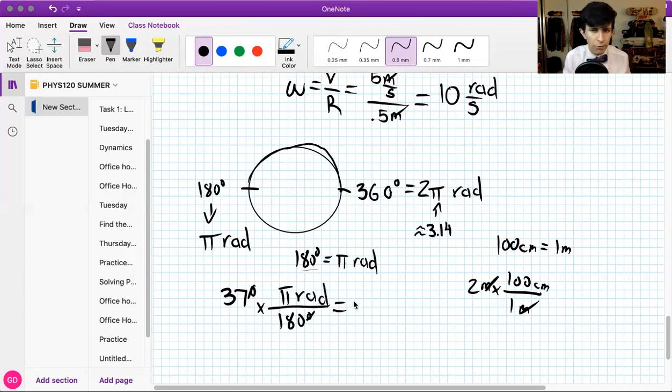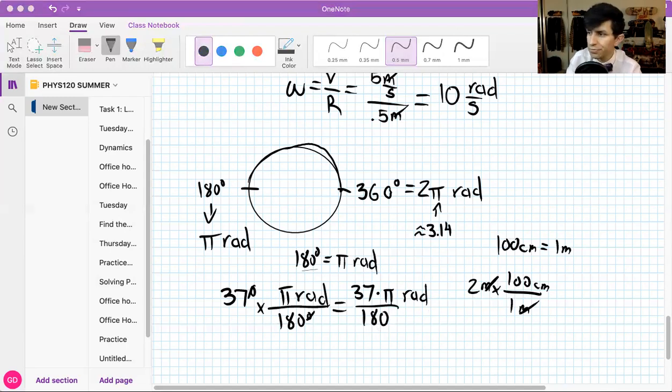So now you're like, okay, how do we plug this all together? Your calculator normally has the symbol pi, but if it doesn't, you can just plug in 3.14. So you would get 37 times pi, and then we have radians left over, and we cannot forget the 180. So if you plug that into your calculator, it's 37.